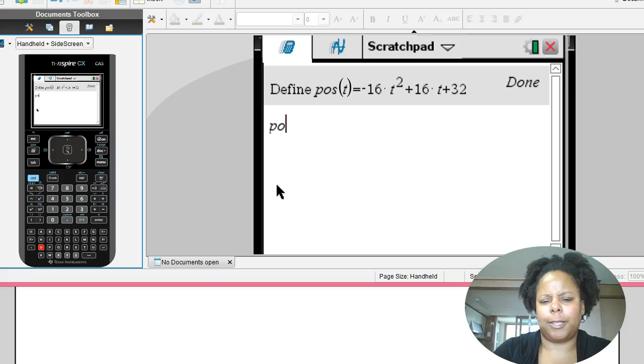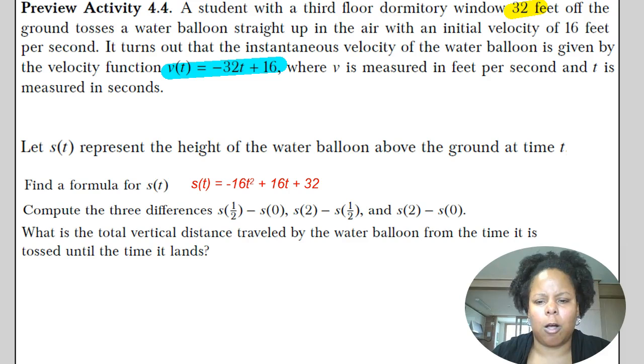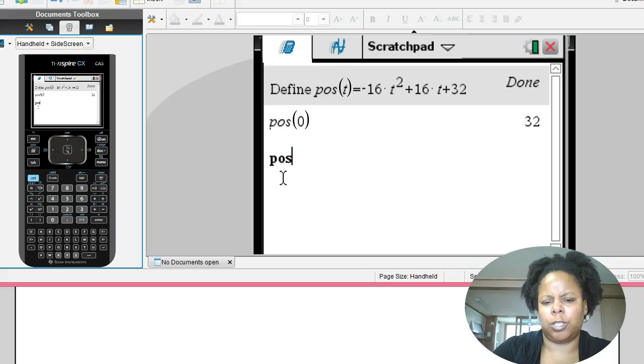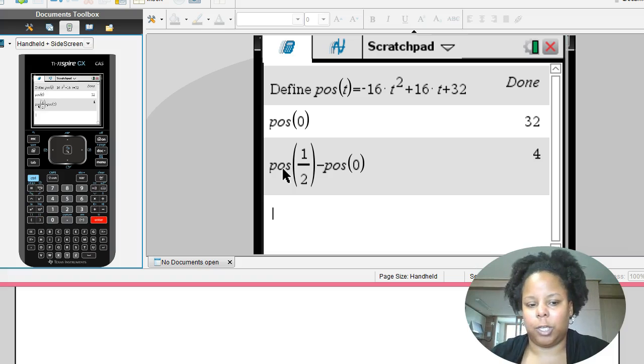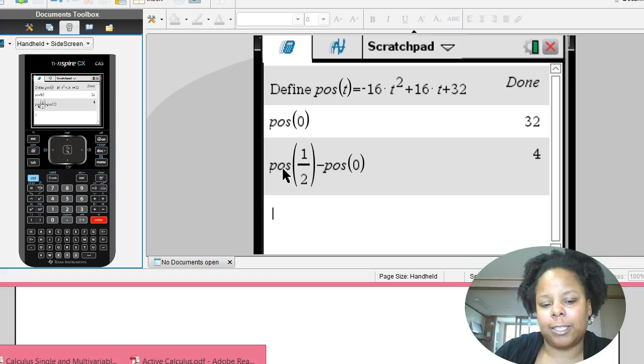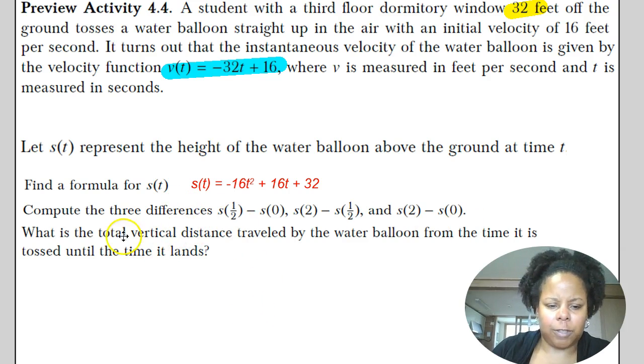If I want to evaluate the position at time 0, I input 0 and I get out my answer. If you recall, we're trying to calculate the position function at 1/2 and at 0. So all I have to do is do POS of 1/2 minus POS of 0. And if you notice, it turns solid, which indicates it recognizes the value. And I get my values here. So this is just a shorter way of doing this problem. I can use that to determine the values for all of these. In the interest of time, I'm not going to do that.